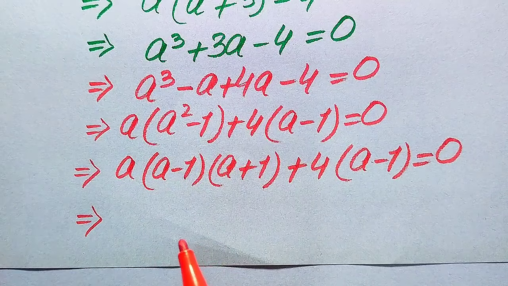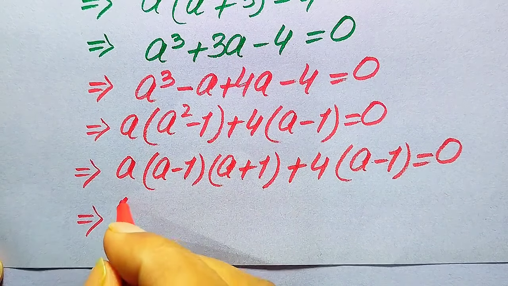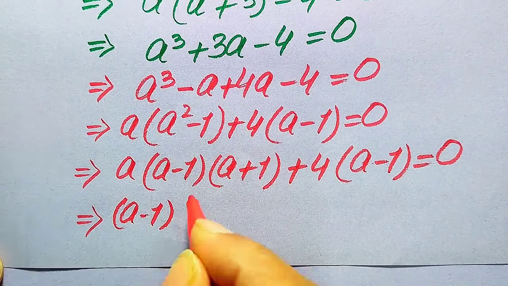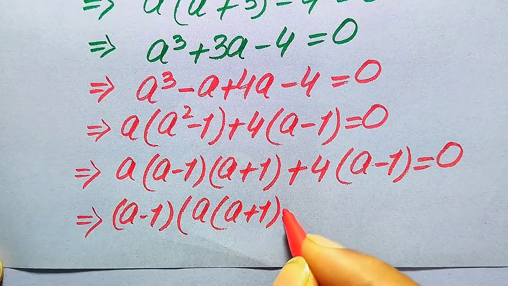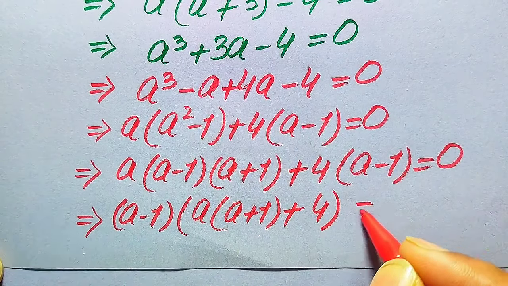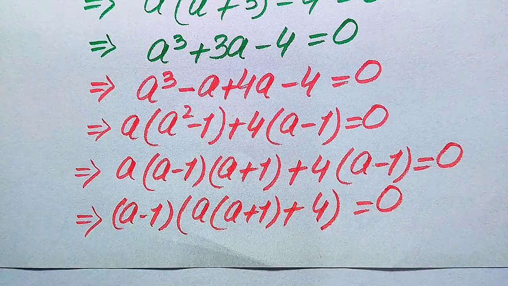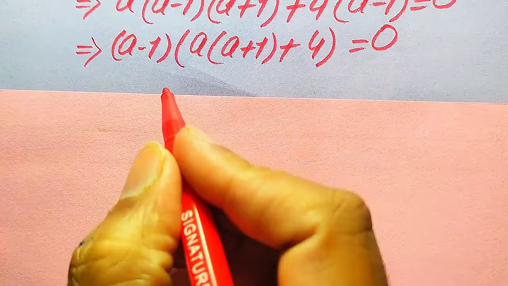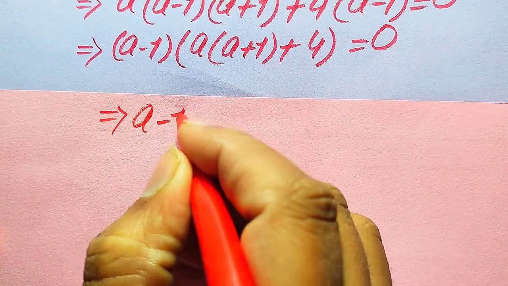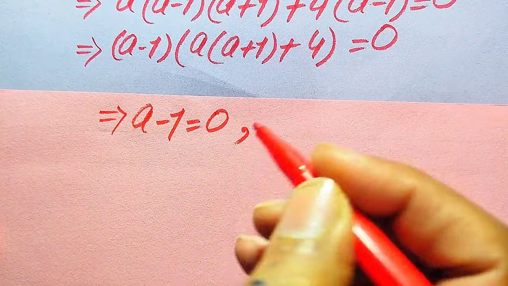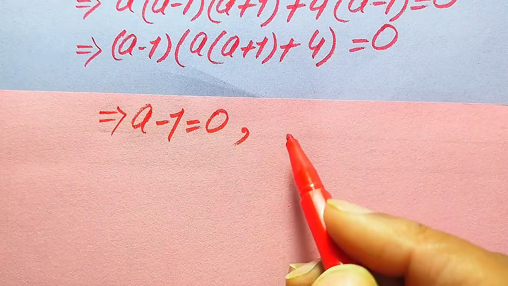Now you see both of these two terms involve a minus 1, so we take common a minus 1 from here, and the remaining values are a times a plus 1, plus 4, and this whole equation equals 0. In the next step we need to divide this equation into two cases. The first case is a minus 1 equals 0, and the second case is the other factor equals 0.